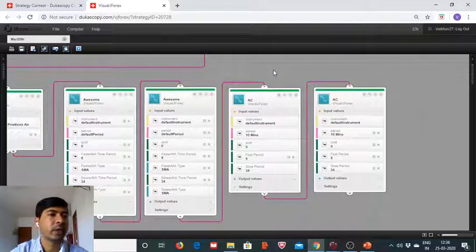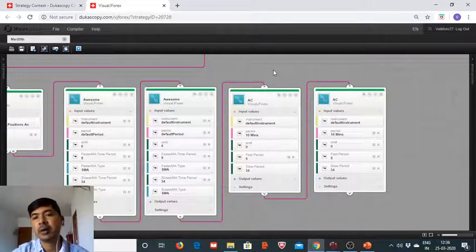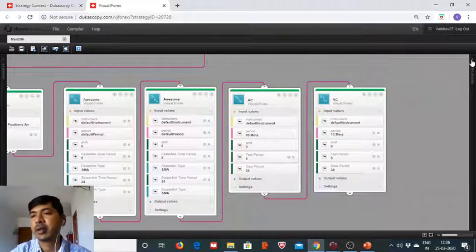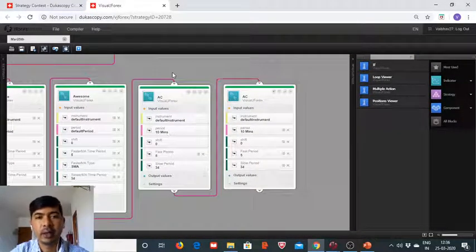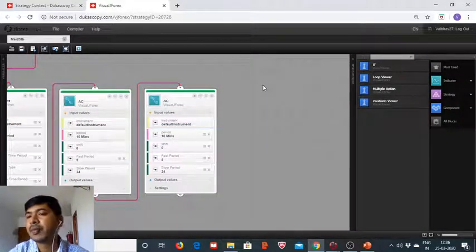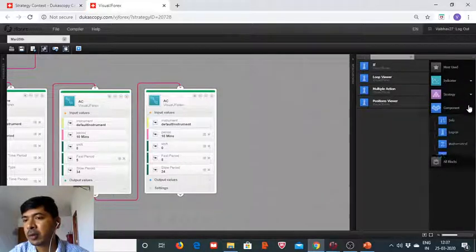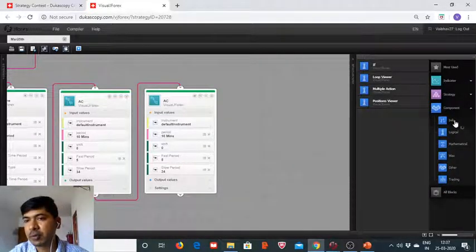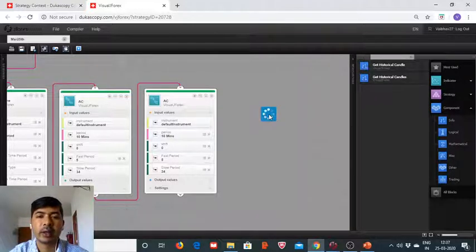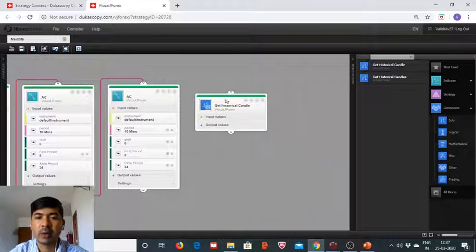And one more thing is we will need the historical candles as well, hourly candle, as we want the order to be placed only when there are optimum conditions. So we want component mathematical info get historical candle. So we will utilize the hourly candle.